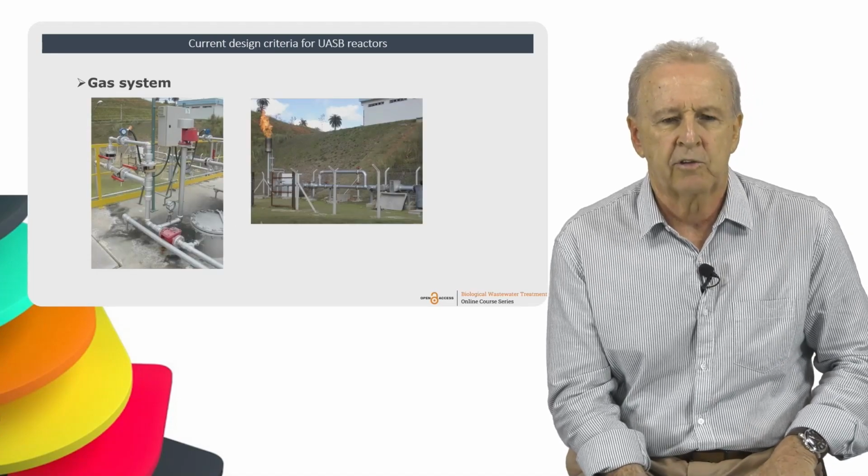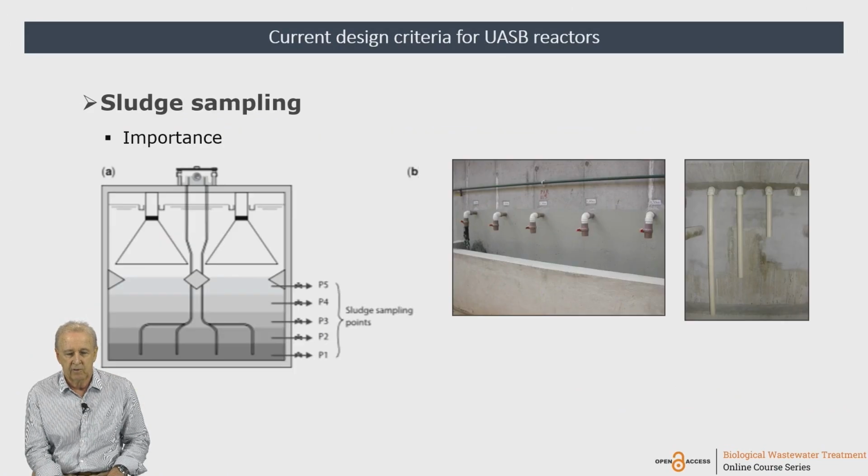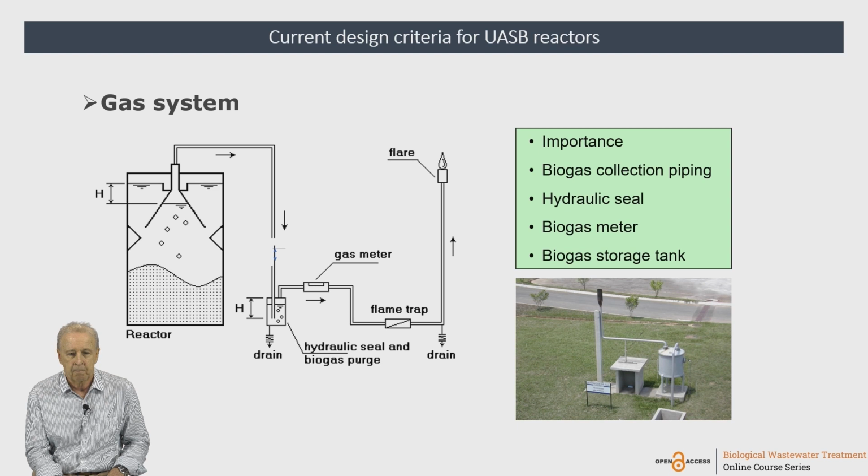Here are some pictures. I'll come back to this. Sorry, so this slide here. And in here, I have shown one very simple gas system where we do not have some complicated devices. For instance, the control of pressure and vacuum is achieved by this hydraulic seal that is very cheap, something like this here in the picture, no?